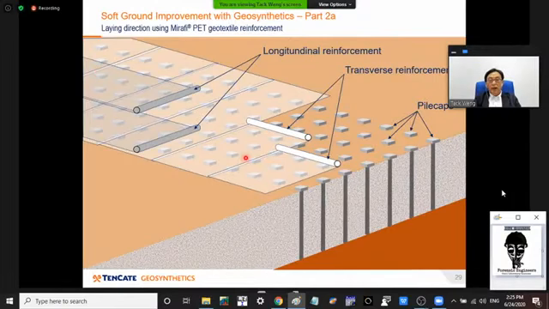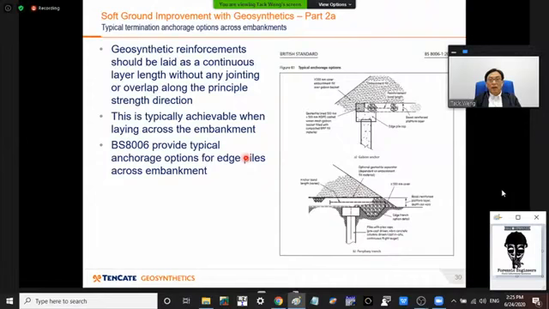On the edges, BSA 006 has given two examples of anchorage. One is using the truss block wrapped around, and another one, a more recent one, is to form a trench for the wraparound of the reinforcement back into the embankment.